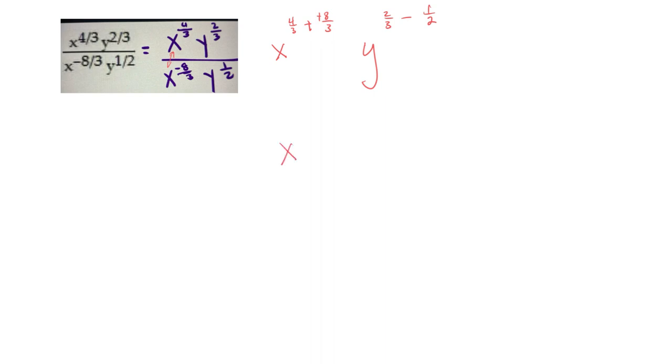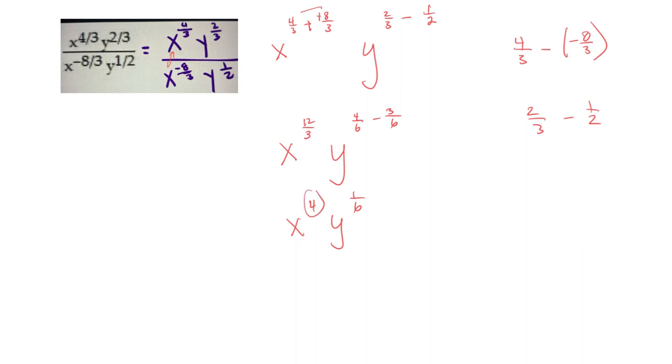So I'd have x to the 12/3, just add the numerators, and y, okay, 2/3, that's the same as 4/6 minus 3/6. So that'd be 1/6. So this would be x to the 12/3, or x to the 4, and y to the 1/6. Now you could do that on your calculator too. If you go 4/3 minus a negative 8/3 and 2/3 minus 1/2, if you just do those on your calculator, you'll get these things here.